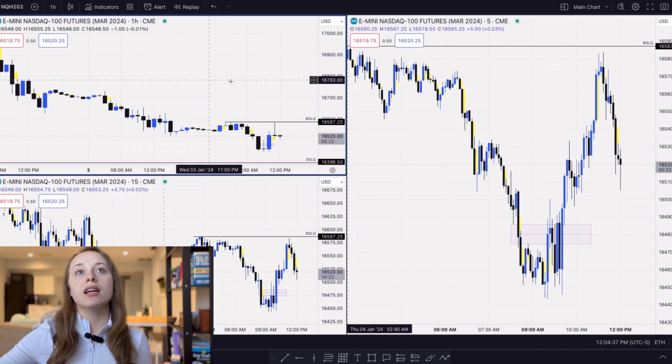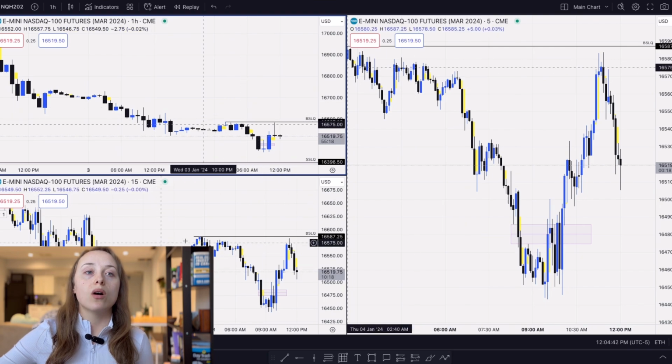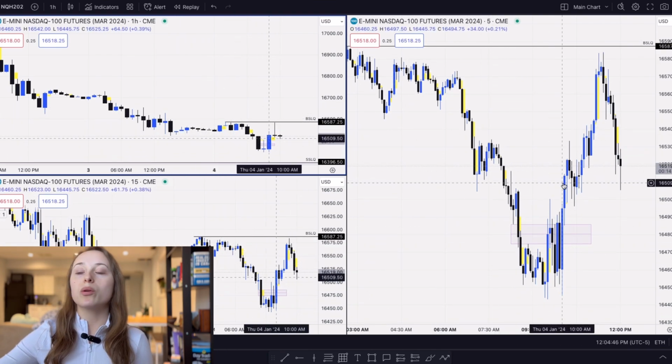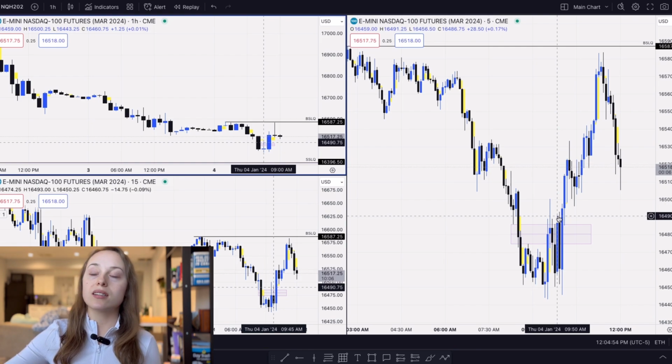The NASDAQ, again, we have the 1 hour over here in the top left, the 15-minute on the bottom left, and then the 5-minute again. I won't go down to the 1 minute on any of these pairs. I'm really just looking for confluence when it comes to these pairs because I only trade the ES.